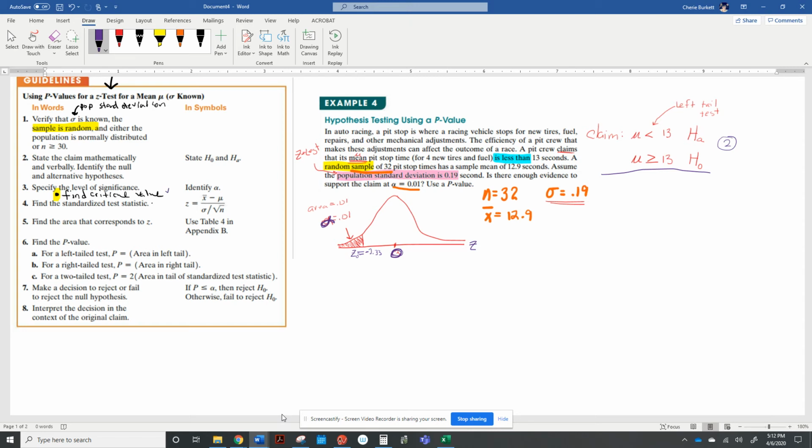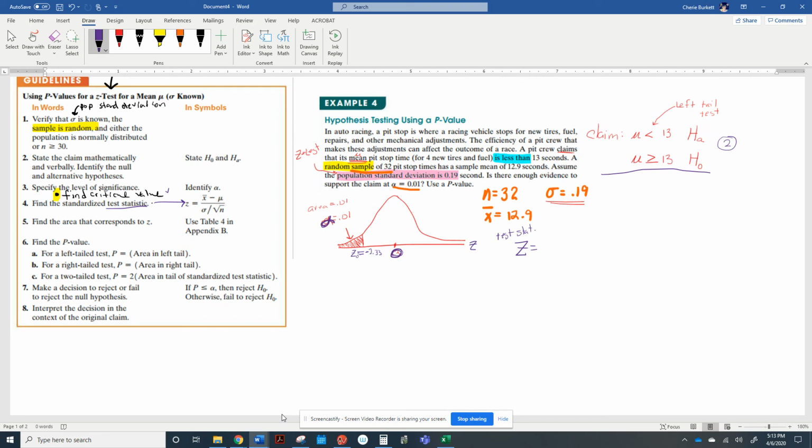Now what we're going to do is find our test statistic. And that is what our z value is. That's this right here. This is your test statistic. And once we find z, which uses all this information that we have over here, then we're going to compare this z to this z. And depending on where they are in relationship to each other, we're going to be able to draw some conclusions.